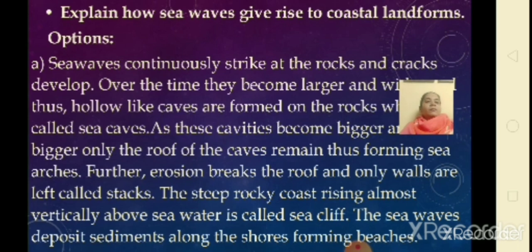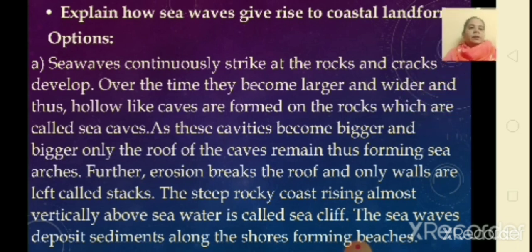Now, if you get big questions like this, explain how sea waves give rise to coastal landforms. Again, as I said, read the options properly, go through each and every sentence, understand it and then analyze which is the correct answer. Sea waves continuously strike at the rocks and cracks develop. Over the period of time, they become larger and wider and thus hollow-like caves are formed on the rocks which are called sea caves. As these cavities become bigger and bigger, only the roofs of the caves remain, thus forming sea arcs.